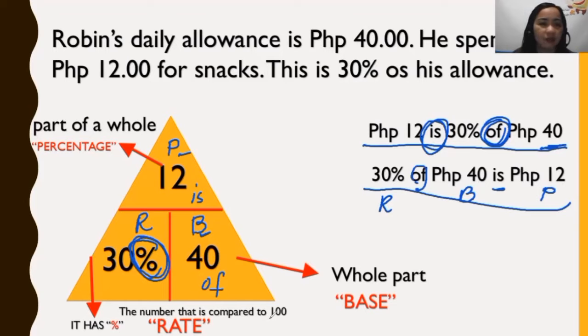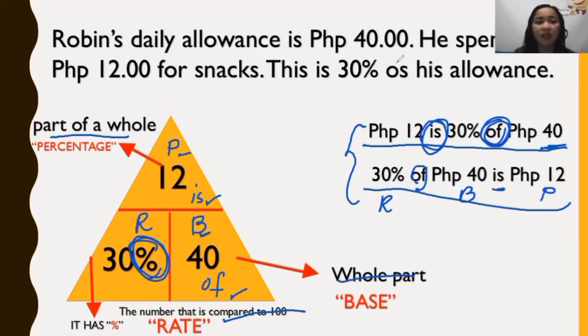So this is how we identify the percentage, rate, and base in a statement. But it is not actually the correct way. What is actually the correct way is to determine which is the whole part, which is only part of a whole, and which number is compared to 100. That is the correct way. But the word clues "is" and "of" that I mentioned are only a trick on how you are going to determine the percentage, rate, and base if it is written in this kind of statement. So, that's just the simple trick.